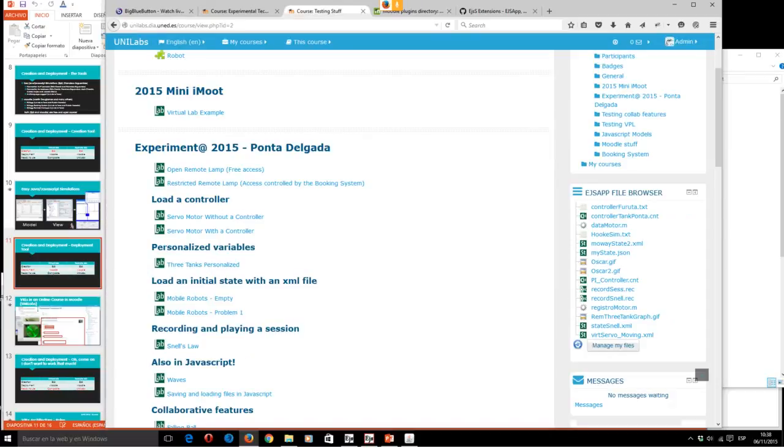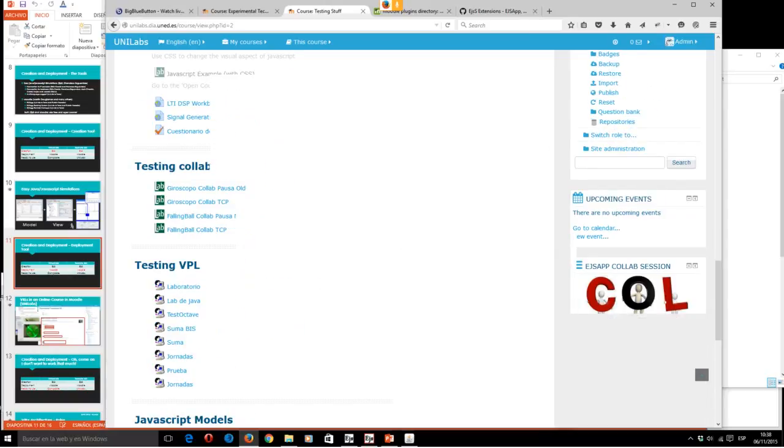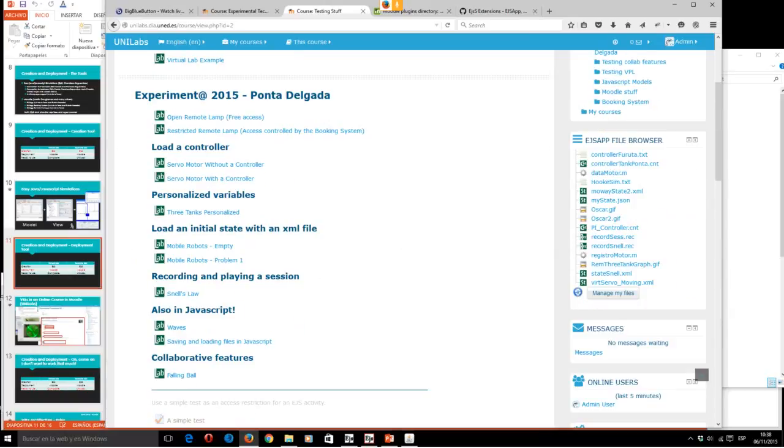Going back here. So, to make it short, this is the EJS app file browser. As you can see, it's like the private files browser of Moodle. But there are some types of files here which are recognized as created by the virtual or the remote labs. And also the image files here have been captured from the virtual and the remote labs, like graphs and things like that. And these text files are data obtained from the virtual and the remote labs and so on.